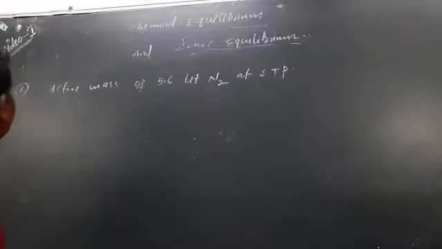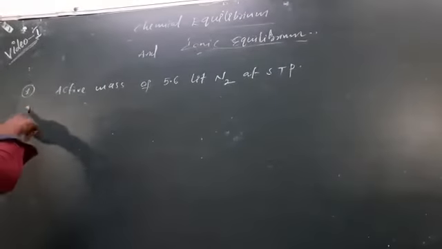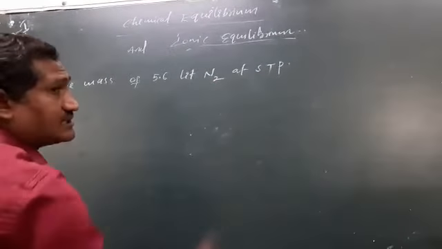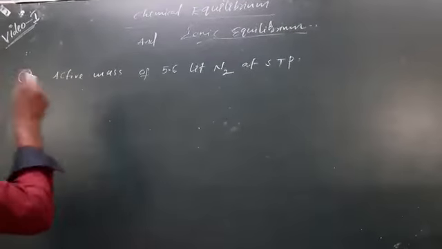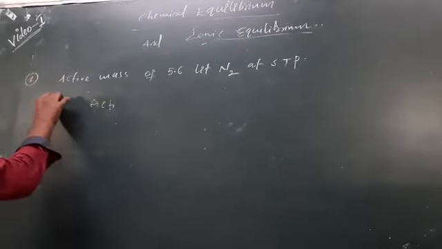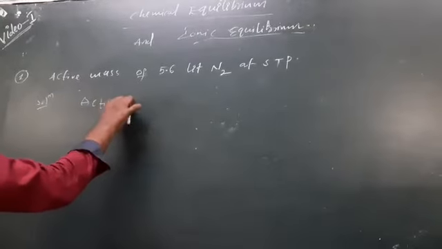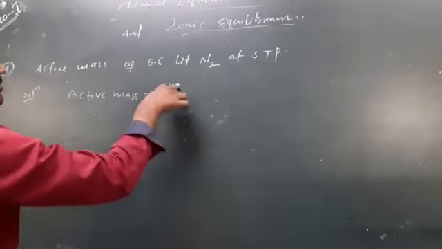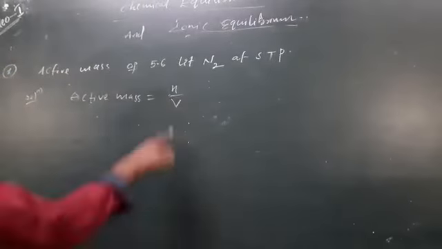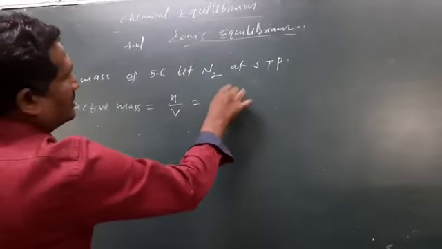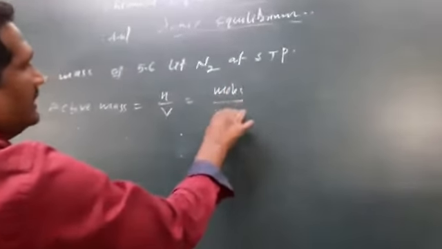Equilibrium and ionic equilibrium, some problems from this. The question is: find the active mass of 5.6 liters of nitrogen at STP conditions. The solution: active mass equals n by V. n is the number of moles per volume, meaning the number of moles per liter, that is moles per liter.